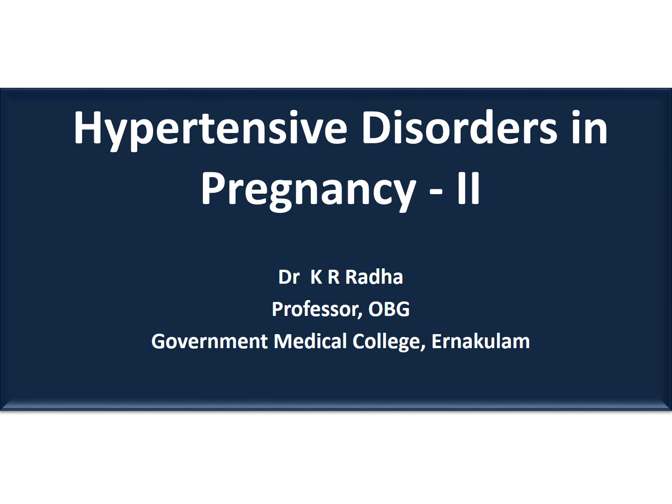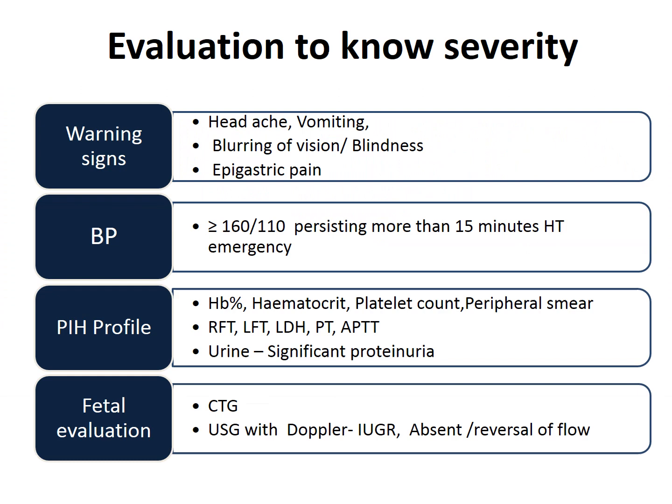Let us continue with our topic, hypertensive disorders in pregnancy. When a woman is found to have hypertension, she should be evaluated for its severity. Take a history to know whether there are any warning signs like headache, vomiting, blurring of vision, blindness or epigastric pain. Check the BP to see whether it is elevated or not and what is the absolute value. And do a clinical examination.